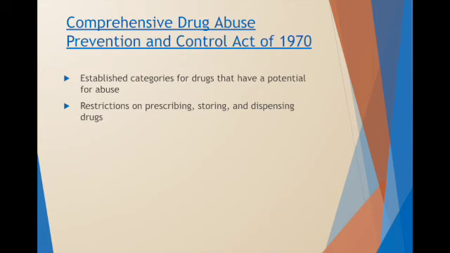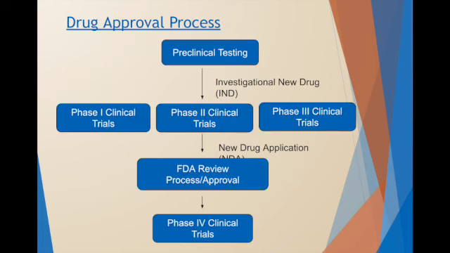process for drug approval. The Comprehensive Drug Abuse Prevention and Control Act of 1970 added restrictions on prescribing, storing, and dispensing medications, all in the name of safety and reducing potential for abuse. And that brings up a good time to discuss the drug approval process.